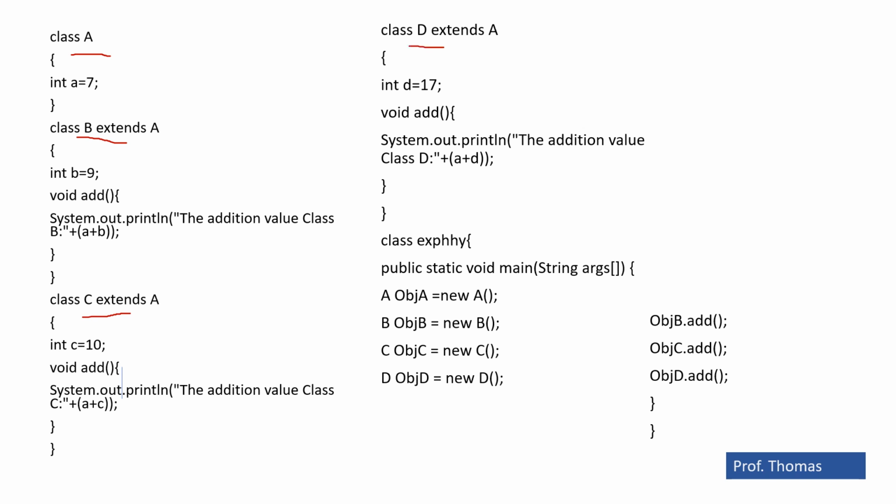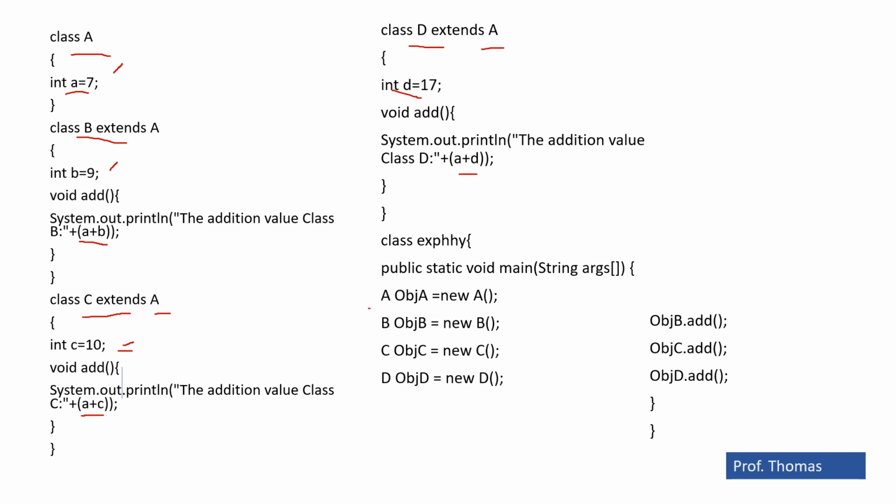The class B extends A, so it can use a variable of class A also. So the addition value of class B equals A plus B. We can use its own variable and the class A variable also. Class C extends A, C equals 10, it adds A plus C. It can use the class A variable and its own variable. And class D extends A, we can use the class A variable also, A equals 7, and its own variable. So we can add A plus D.